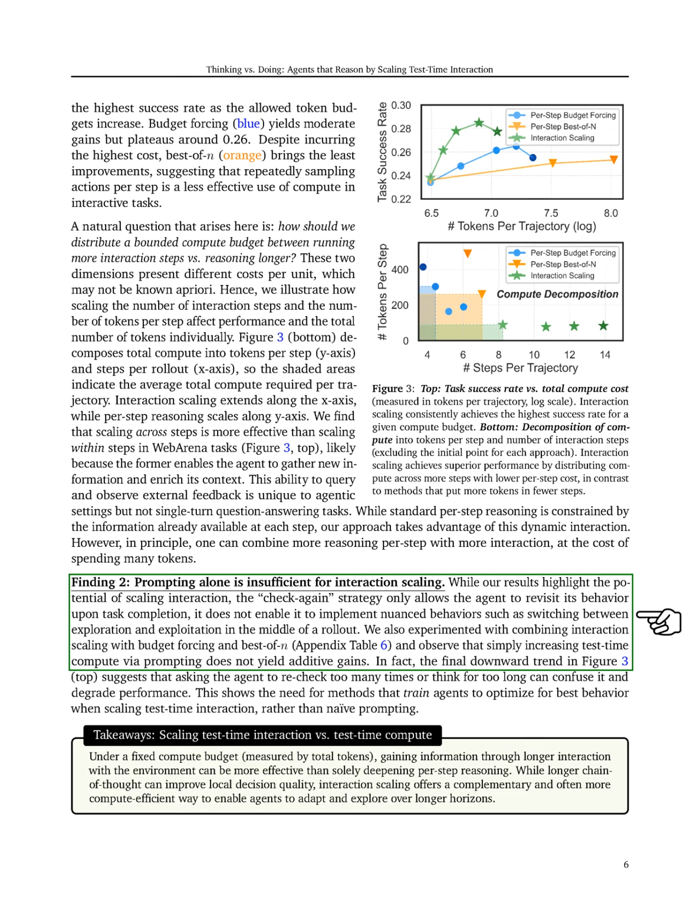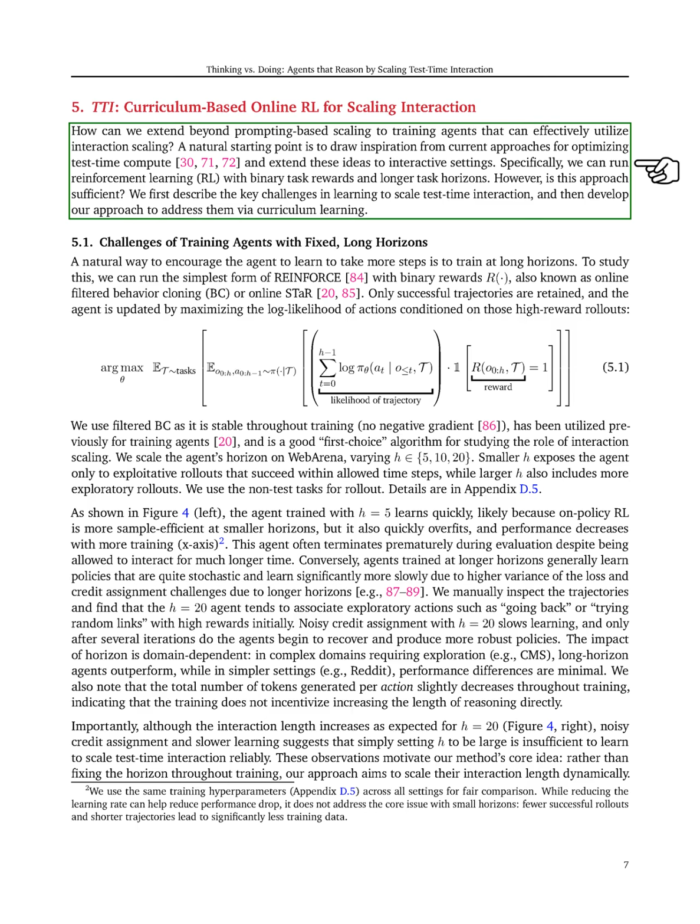We also tried combining interaction scaling with budget forcing and best of 4, but merely increasing compute through prompting did not lead to better outcomes. In fact, excessive prompting can confuse the agent and hurt performance. To move beyond prompting, we explore how to train agents that can effectively use interaction scaling. We consider using reinforcement learning with binary task rewards and longer task horizons.